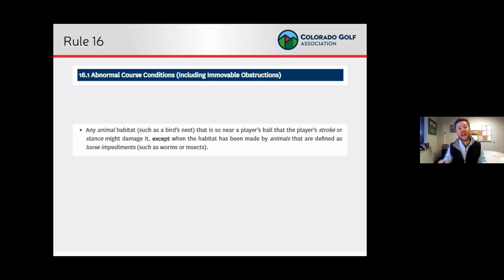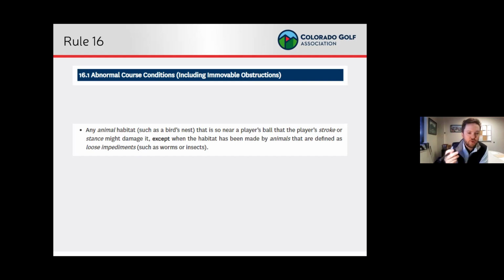It says, except when the habitat has been made by animals that are defined as loose impediments, such as worms or insects. So we see in two definitions within the context of an abnormal course condition, an animal hole and ground under repair, the rules go out of the way to say a loose impediment animal hole is not free relief. Therefore, a loose impediment is not ground under repair.